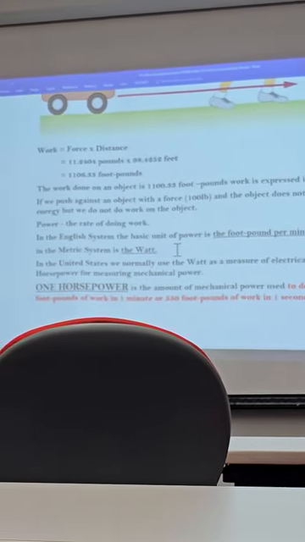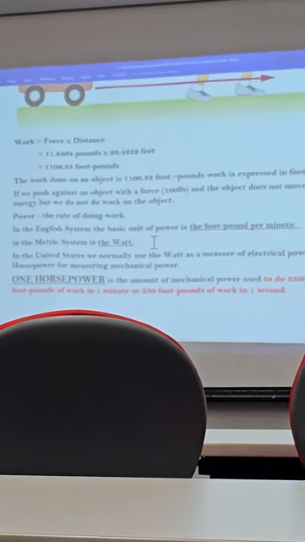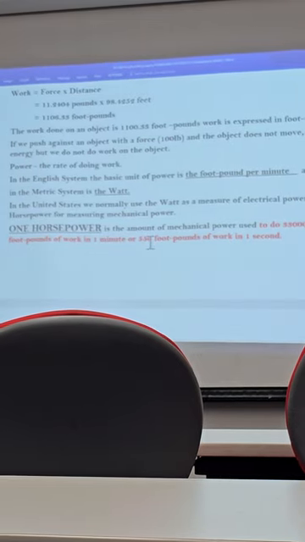You see there is the force, the distance, everything. 1 horsepower is the amount of mechanical power used to do 33,000 foot-pound of work in 1 minute, or 550 foot-pound of work in 1 second. It's the equivalent. A minute has 60 seconds.